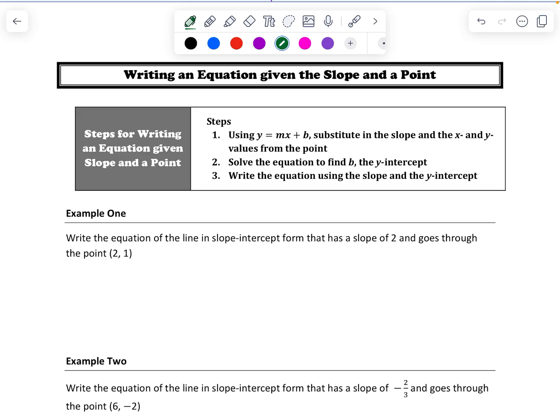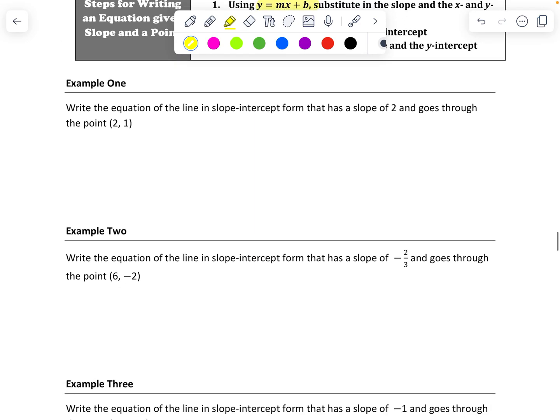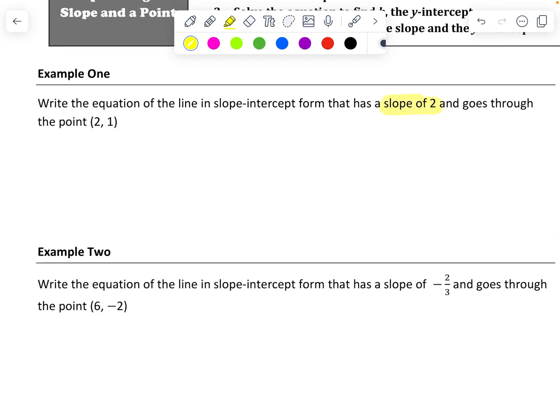So the big takeaway is that we want to write it in y equals mx plus b form, where m is the slope and b is the y-intercept. And the beautiful thing about these problems is that they're giving us, first of all, the slope and an ordered pair.